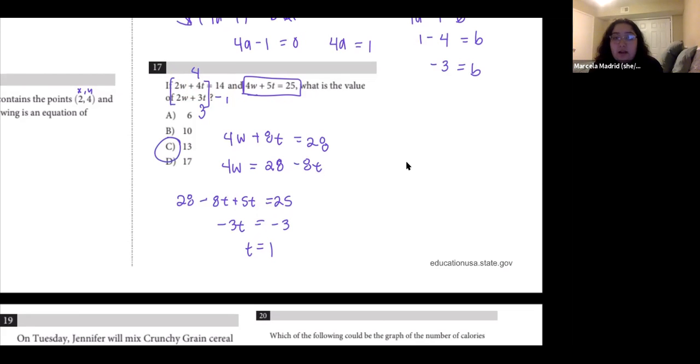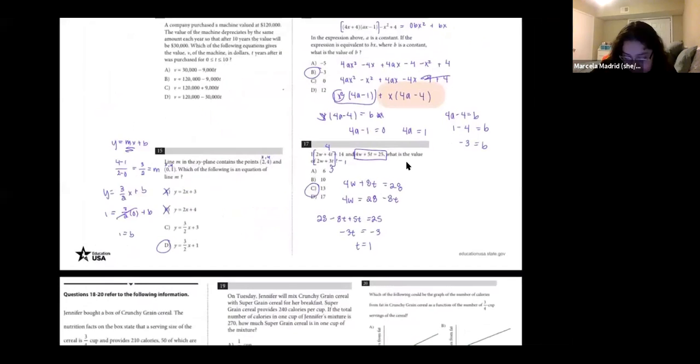There are obviously other ways to do it. You could plug T back into one of the equations and solve for W, but since they're so close to each other, you see that 2W is in both of them, and it just changes by 1, 4T to 3T, and T is 1, so it's essentially 4 and 3. So that's what you have to look out for on the SAT.